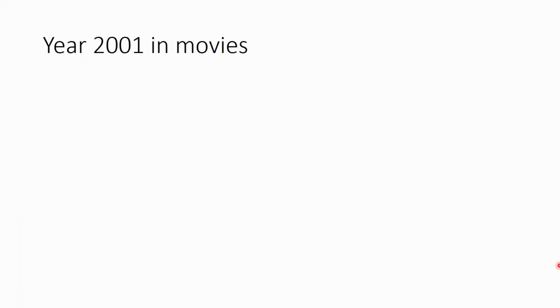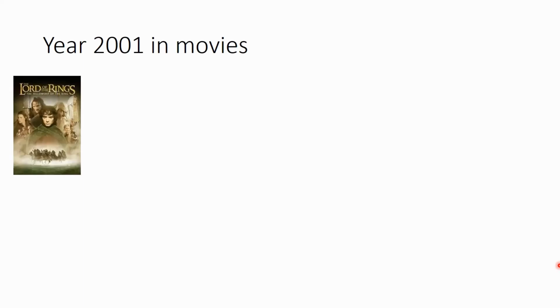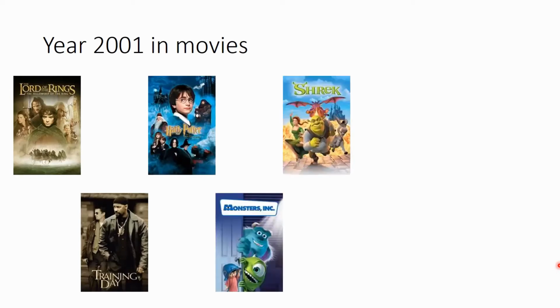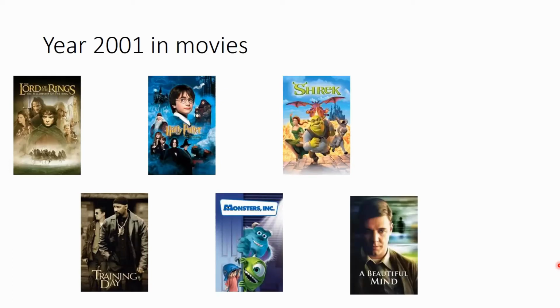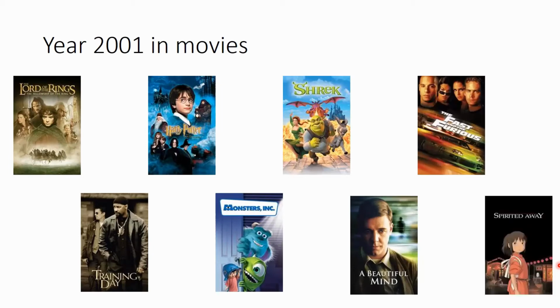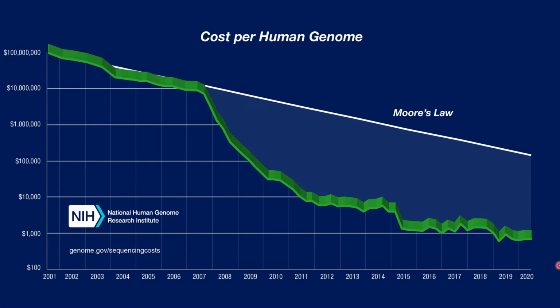To prove this, I checked on the movie releases from 2001, and it turns out this was also an extraordinary year for the movie industry. I went down memory lane and checked some of the movie releases from 2001, and these include gems such as The Lord of the Rings: Fellowship of the Ring, Training Day, Harry Potter, the very first part in the series, Monsters Inc., Shrek, also the very first one in the series, A Beautiful Mind, the very first Fast and Furious, and the movie Spirited Away. But back to our human genome.